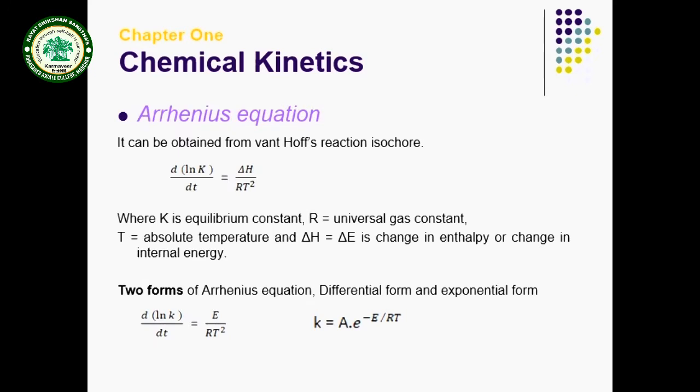Now this energy of activation can be understood from the Arrhenius equation. This is the form of the Arrhenius equation which can be derived on the basis of van 't Hoff reaction isotherm. So it relates the equilibrium constant, capital K. R is the universal gas constant. T is the absolute temperature. And delta H or delta E is the change in enthalpy or change in internal energy.